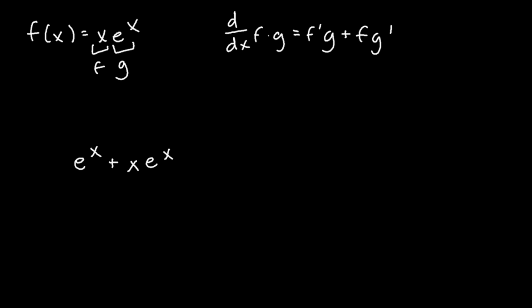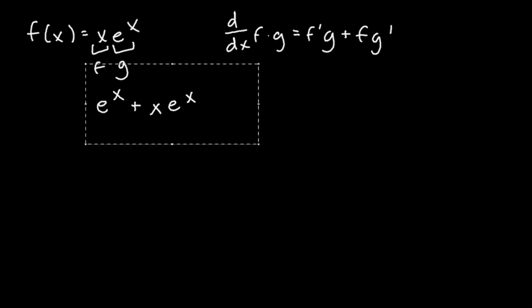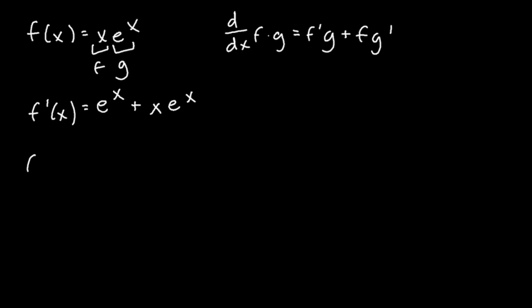That's your first derivative. Now here's the thing. We need to take the derivative again. Let's go ahead and take the derivative again. Derivative of e to the x is just simply e to the x. And we already calculated the derivative of x e to the x. It's simply e to the x plus x e to the x.